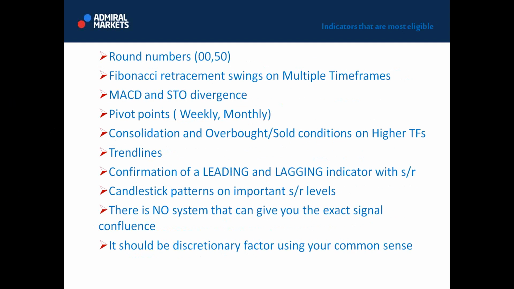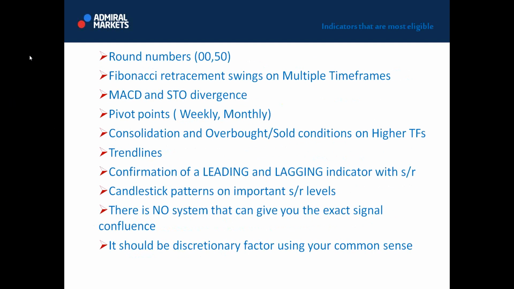Yeah, also, beside those time factors and other signals, these are also indicators that are most eligible for finding confluence. And those are basically round numbers, especially 00 and 50 levels. Then Fibonacci retracement swings on multiple time frames. Then we have MACD and or stochastic divergence, pivot points, but only weekly and monthly pivot points, consolidation and overbought or oversold conditions on higher time frames, trend lines, confirmation of a leading indicator and lagging indicator with support and resistance at the same time, candlestick patterns on important support resistance levels.